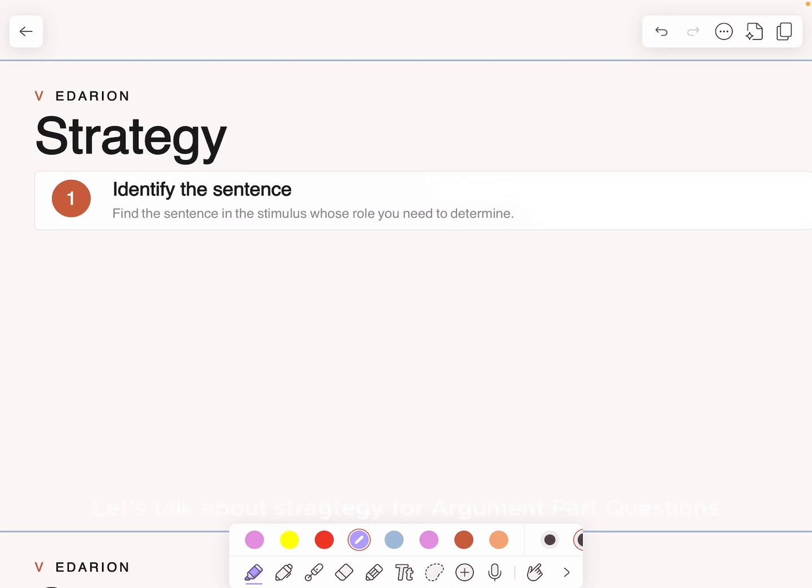Now let's go over the strategy for this question type. First step, once you know that this is an argument part question, you want to find the sentence in the stimulus you're supposed to find the role for. So I would either highlight it or underline it.